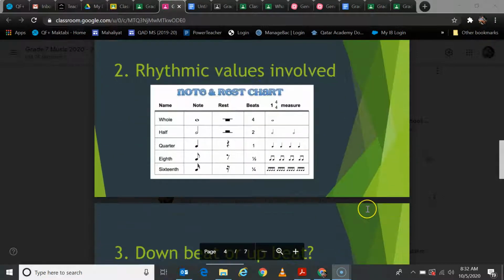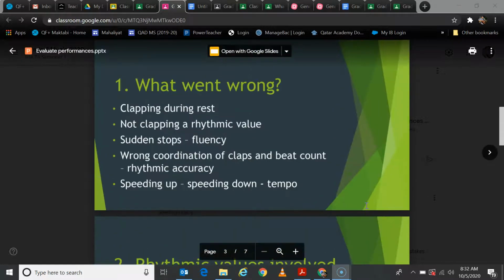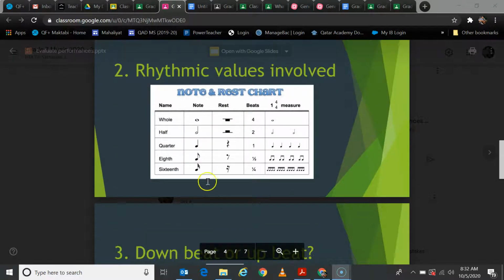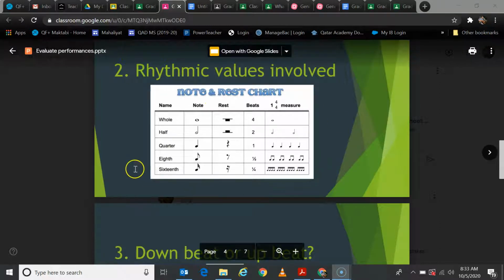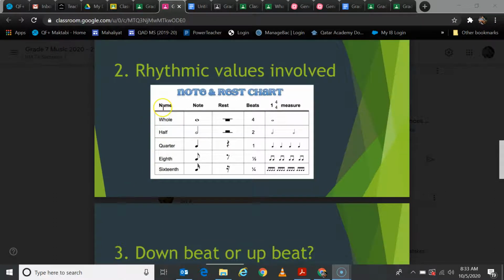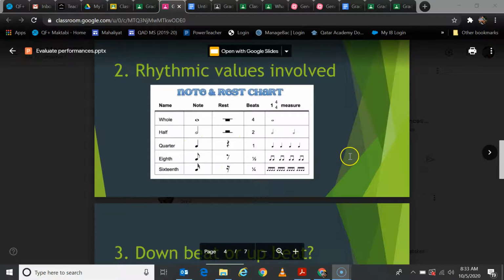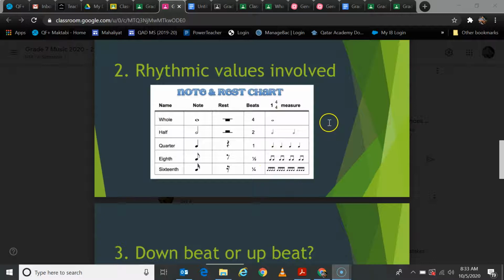The second thing that you need to report is what rhythmic value was involved. So after you identify what kind of mistake happened, you have to identify the rhythmic value or the different rhythmic values that were involved in that particular mistake. Here you have a chart, just to refresh your minds, with the name of each of the kinds of rhythmic values. How do they look isolated? How do the rests associated to each of these rhythmic values look? The beat count, and how do they look in a 4/4 measure, which is the kind of measure that we have been using in the class so far.